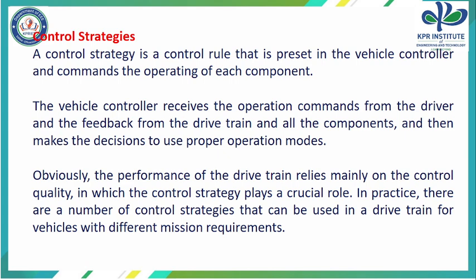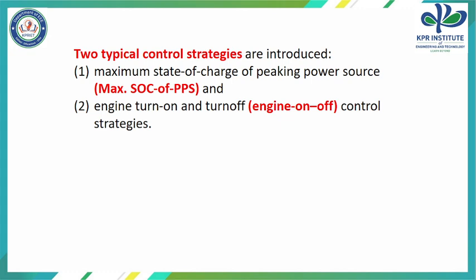The performance of the drivetrain relies mainly on the control quality, in which the control strategy plays a crucial role. In general, there may be a number of control strategies that can be used in the drivetrain for vehicles with different mission requirements. But in our topic, we are going to discuss two control strategies. One is maximum state of charge of the peaking power source, or simply the maximum SOC of PPS, and the other is engine turn on and turn off, or engine on-off control strategy. These are the two control strategies we are going to discuss today.